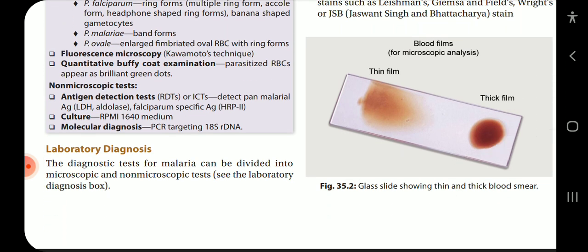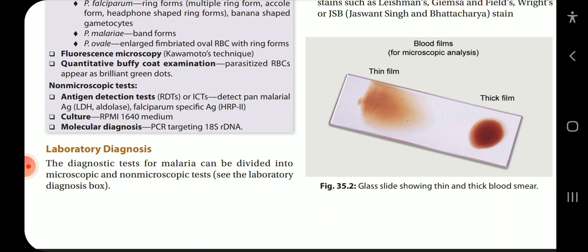Fluorescence microscopy, Kawamoto's technique, quantitative buffy coat examination: parasitized RBCs appear as brilliant green dots. Non-microscopic tests: antigen detection test, RDTs or ICTs, detect pan-malaria antigen, LDH, aldolase, and falciparum specific antigen, HRP-2. Culture: RPMI 1640 medium. Molecular diagnosis: PCR targeting 18S rDNA.